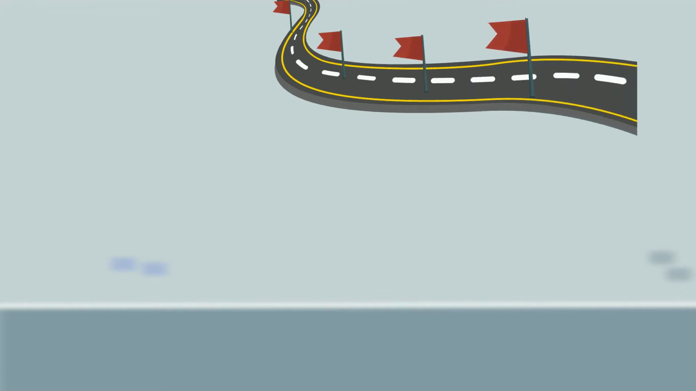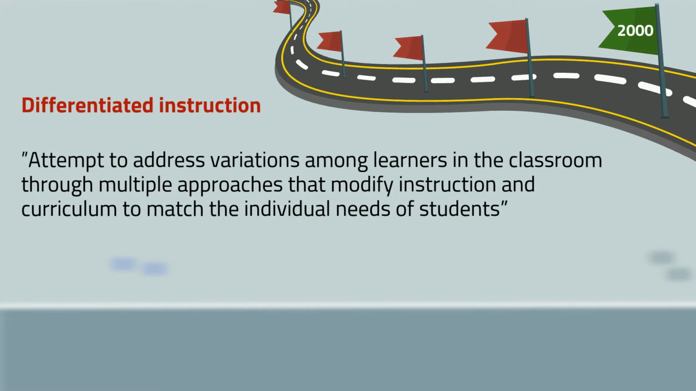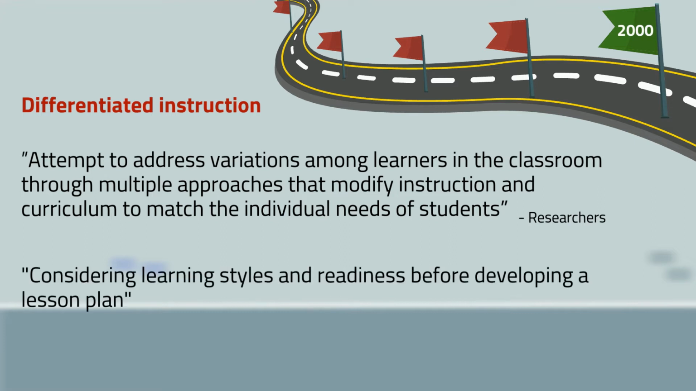Differentiated instruction and learning has been considered in classroom planning since early 2000. Researchers have characterized differentiated instruction as an attempt to address variations among learners in the classroom through multiple approaches that modify instruction and curriculum to match the individual needs of the students. Carol Ann Tomlinson, a leader in the area of differentiated learning, states that differentiated learning means considering learning styles and readiness before developing a lesson plan.